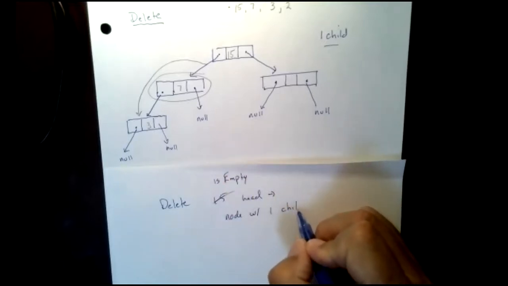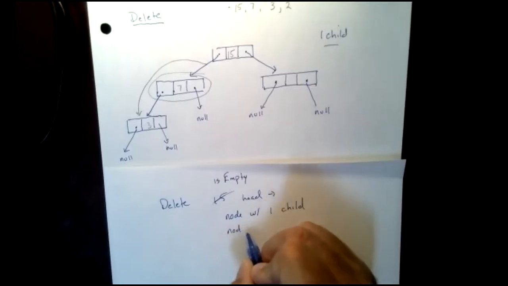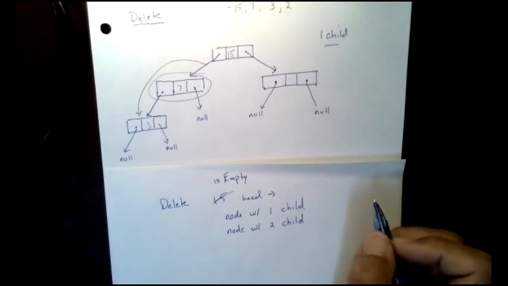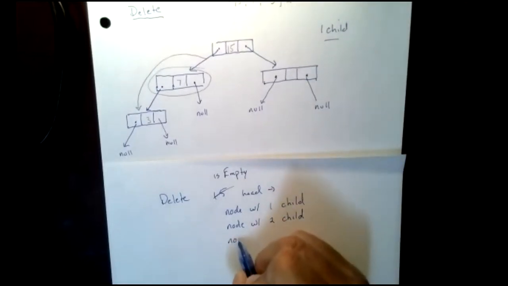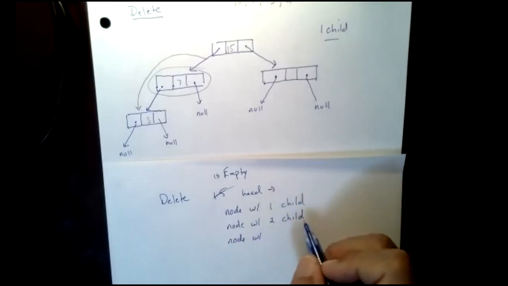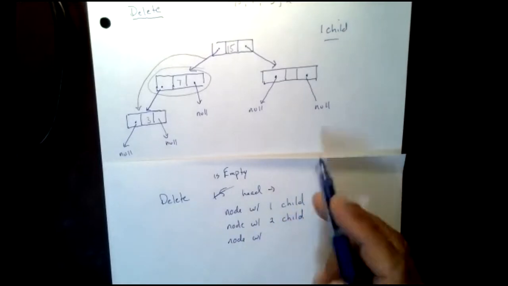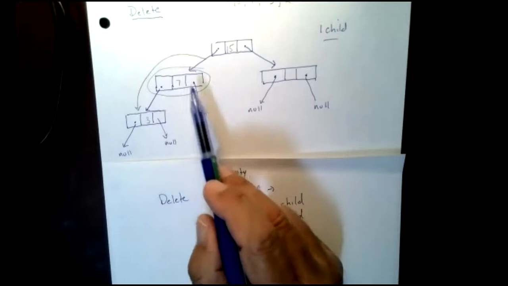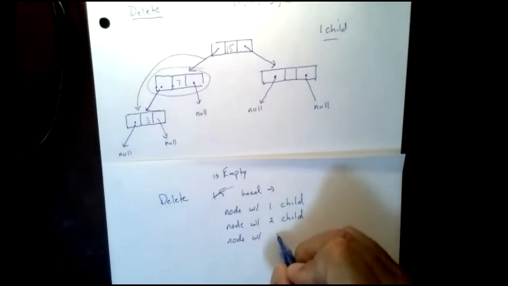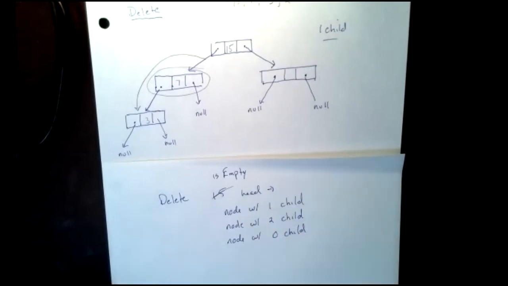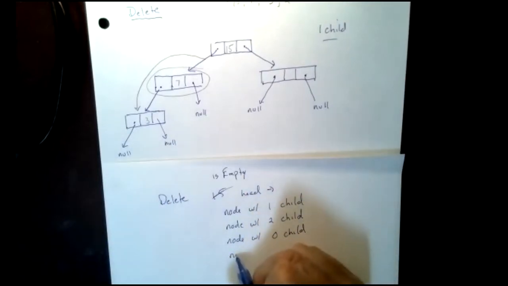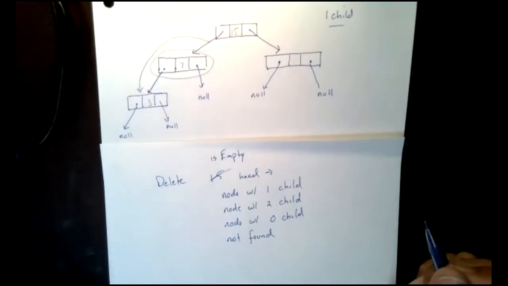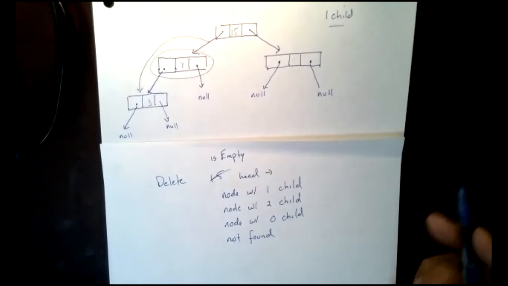one child, a node with 2 children, a node with, here's a node with 2 children. Here's a node with 1 child. Here's a node with no children. And of course, we'd have the ever popular not found. Kind of a complete list.